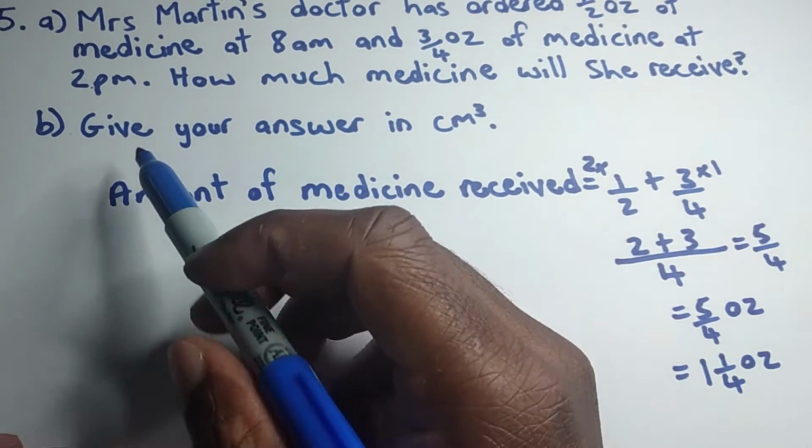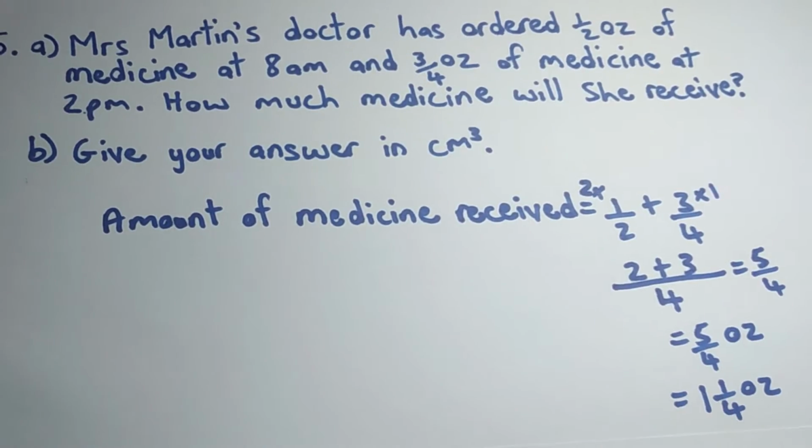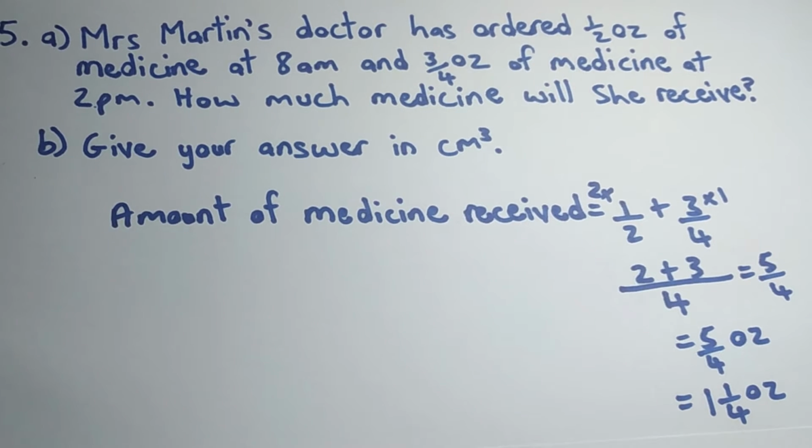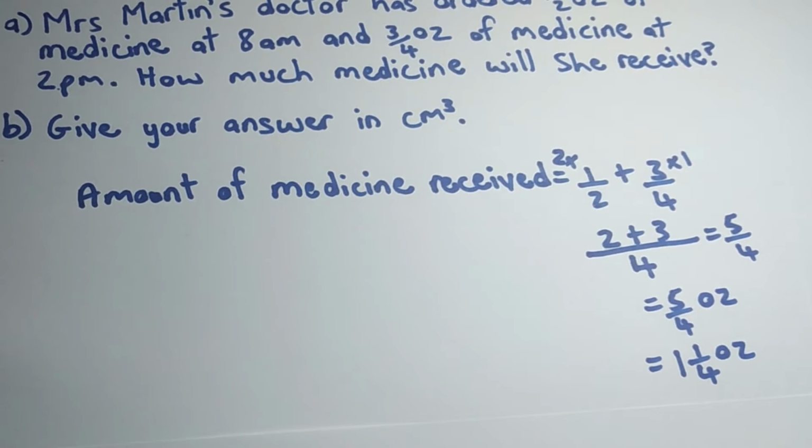Now let's look at this part now. Give your answer in cubic centimeters. So I want to give our answer in cubic centimeters, but before we can do so, we want to know the conversion, all right, from cubic centimeters to ounce, or from ounce to cubic centimeters, all right?